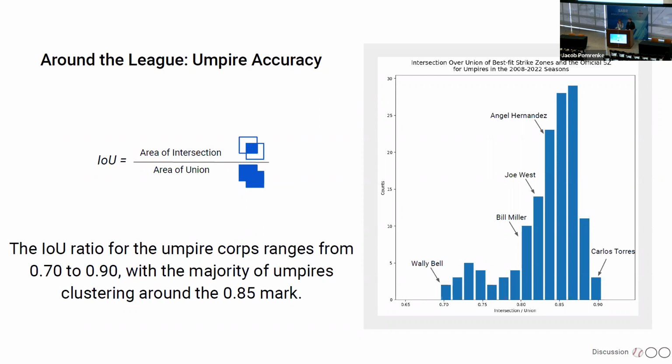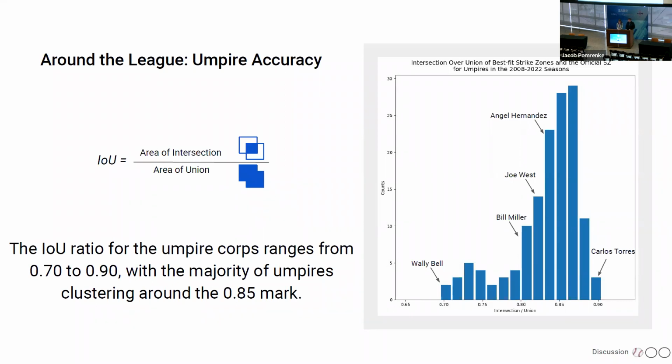A histogram of these percentages is on your right. There are two populations of umpires, one centered around 73% and the majority clustering around 85%. Angel Hernandez, much to the surprise of everyone, falls squarely within the primary distribution of umpires.